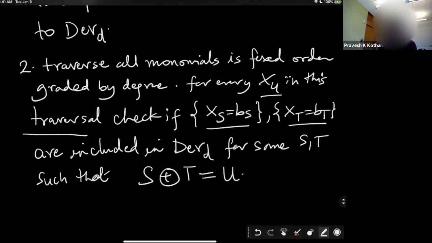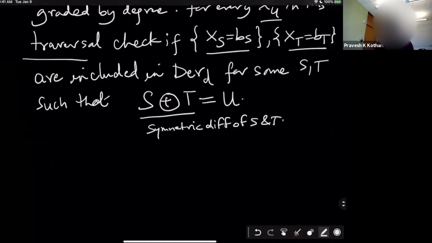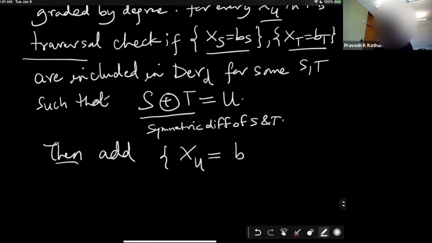Okay, so this s ⊕ t is the symmetric difference of the sets. Notice that if this is true, then I can derive x_u equals b_s times b_t. And so I derive that and add it to the set DERD.